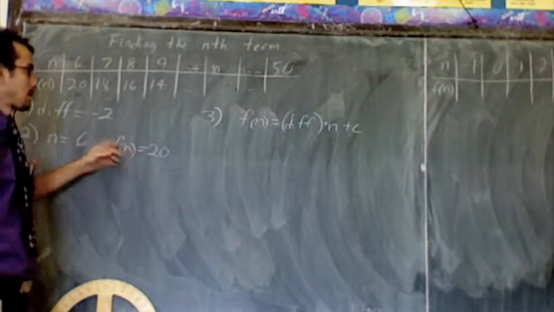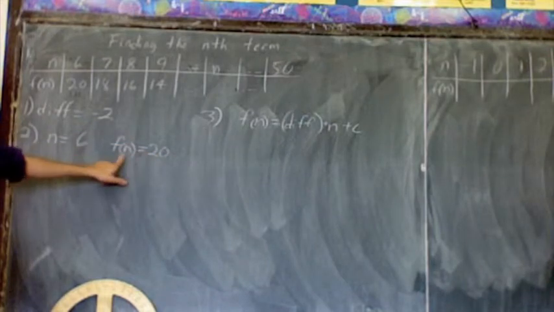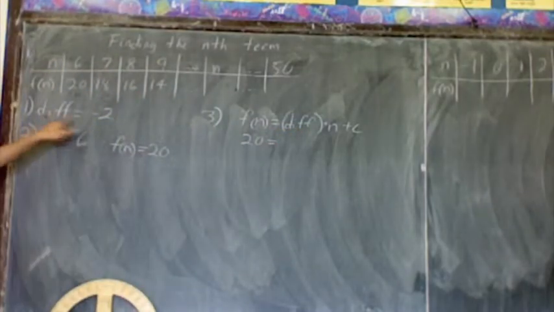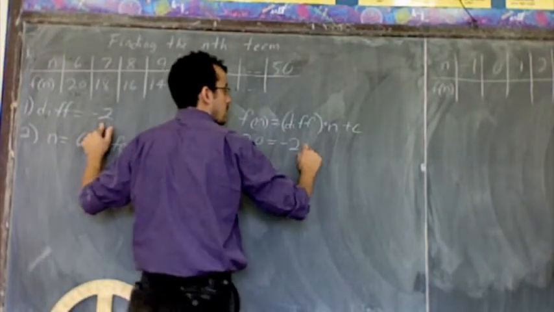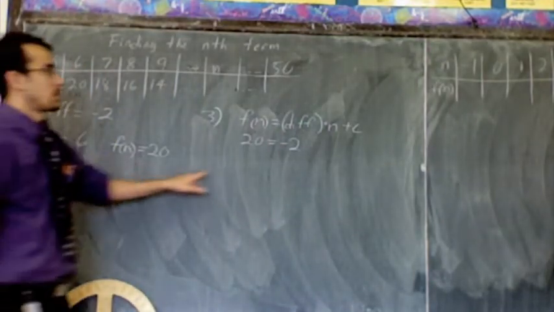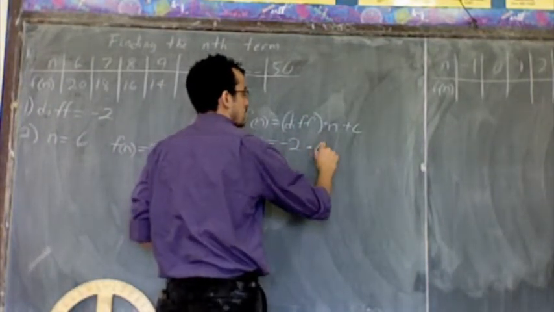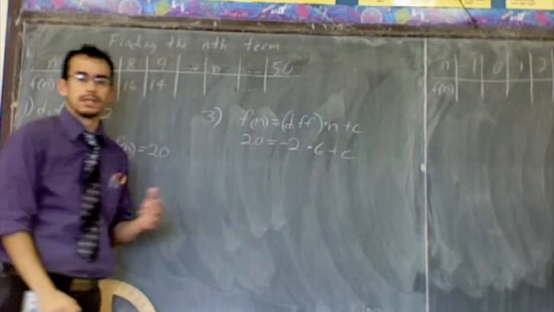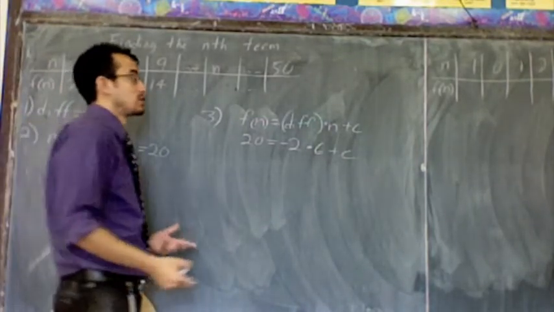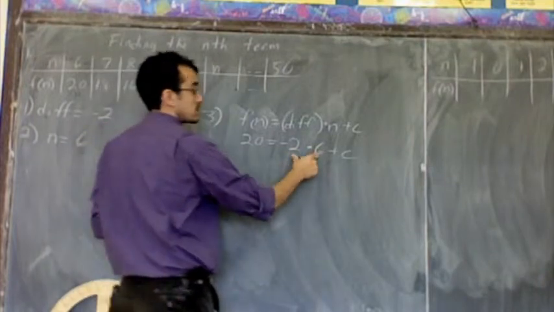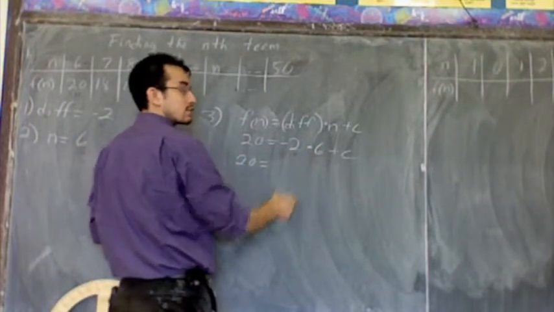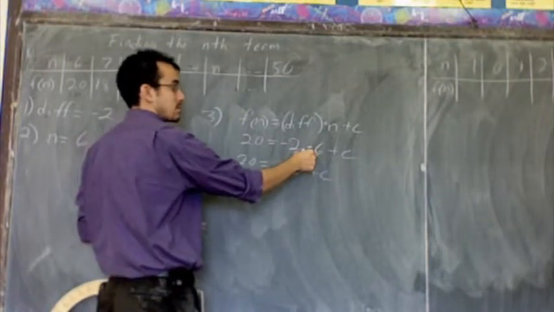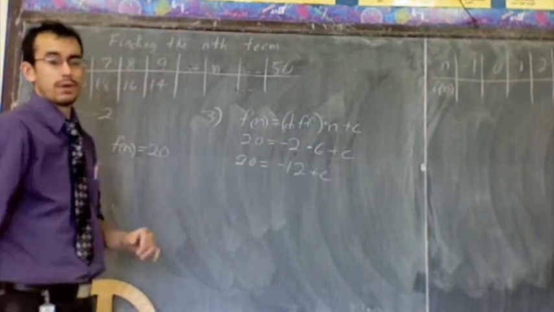So let's see. I'm going to plug these values into that equation. I said f of n was 20, so I'm going to put a 20 right here. I said the difference was -2, so I'm going to put a -2 right here. And I said n was 6, so I'm going to multiply this -2 by 6. You can put the parentheses around it if you want. I'm just going to put a dot there for multiplication. And then I bring down my plus c. After you've done this, this is an easy equation to solve. Let's simplify this part first. -2 times 6 is -12. I bring everything else down. All I did was simplify the -2 times 6 into -12. Everything else just came down with it.